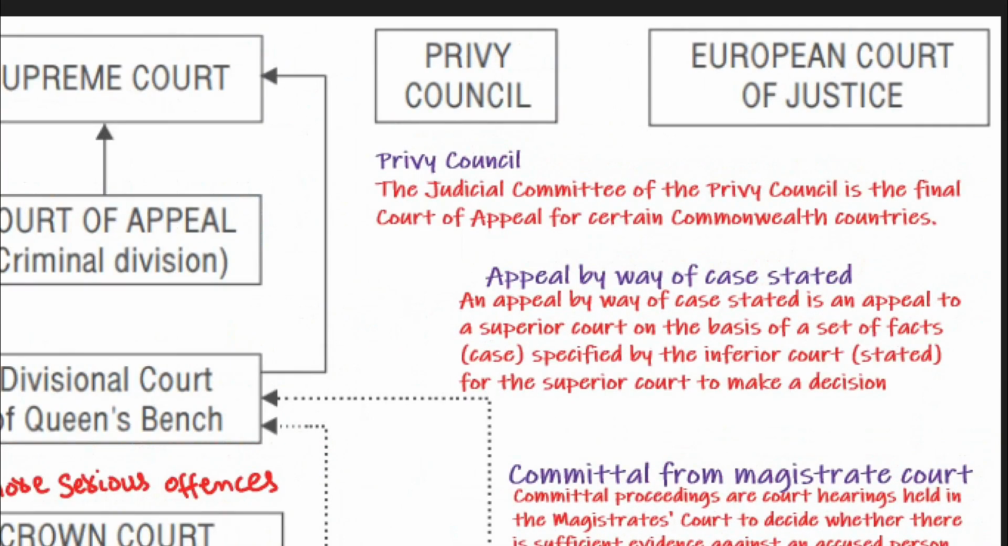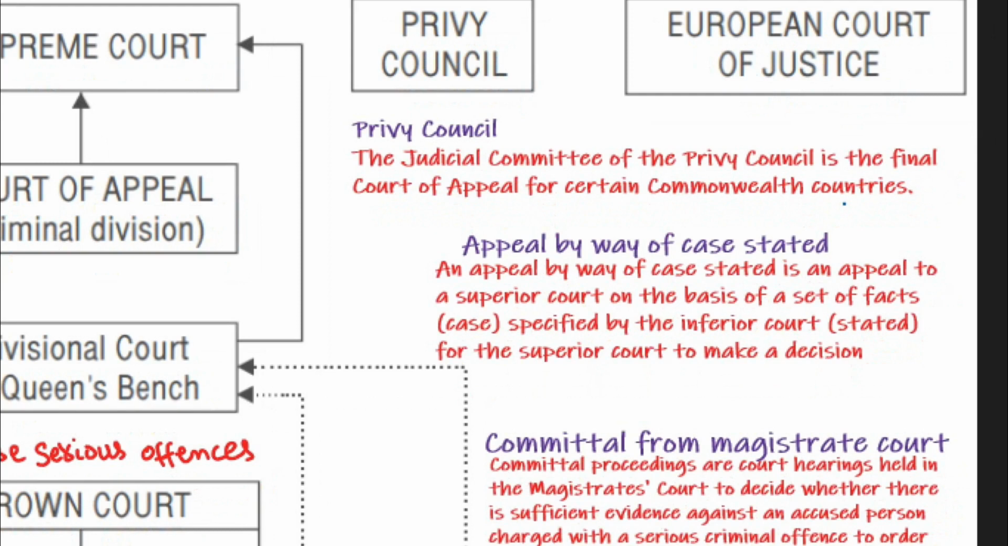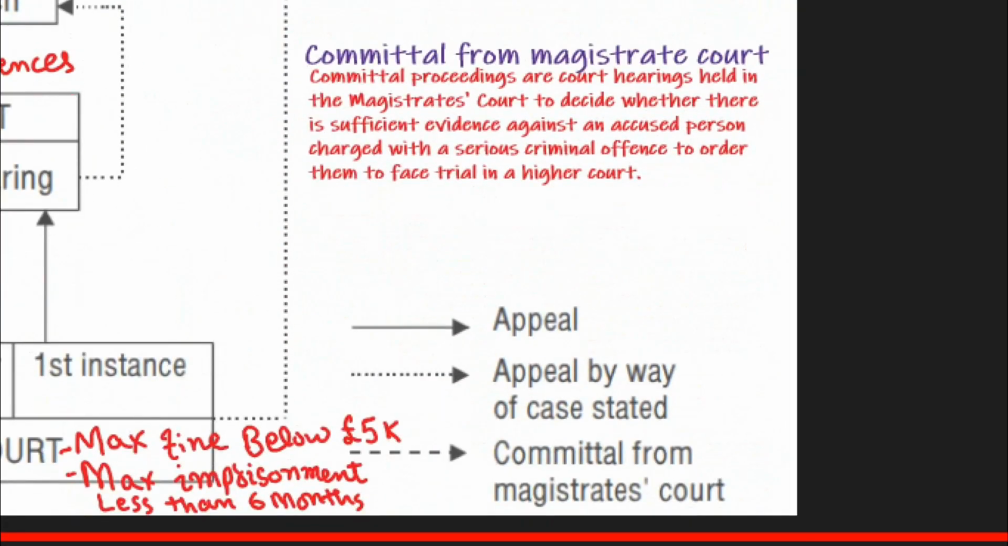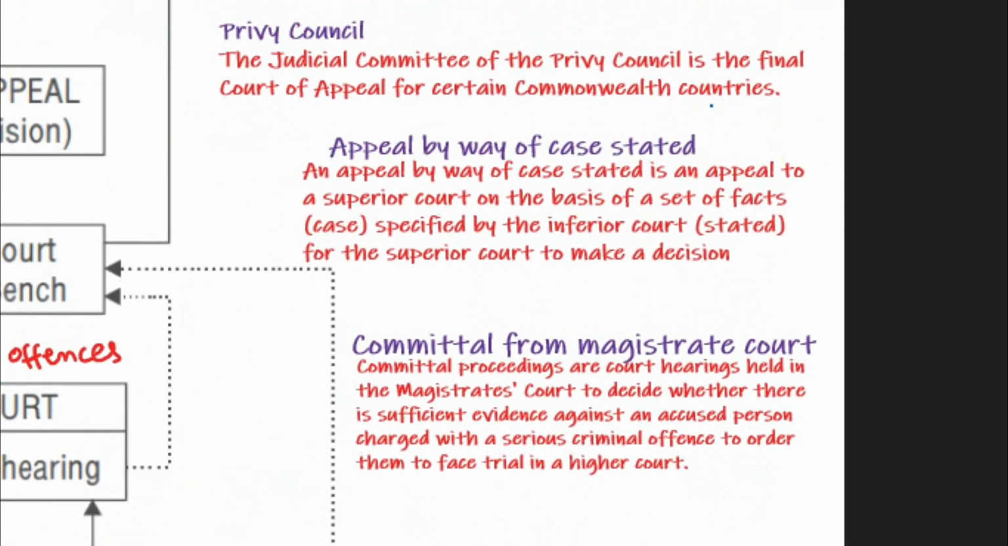Okay, so it is the final court of appeal for certain Commonwealth countries. Now if I talk about the Commonwealth countries, these countries include mostly those countries that were previously territories of the British Empire. Okay, so the second sign here, appeal by way of case stated, is an appeal to a superior court on the basis of a set of facts specified by an inferior court for the superior court to make a decision.